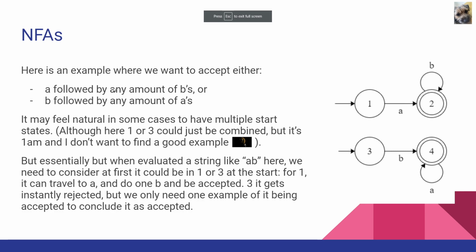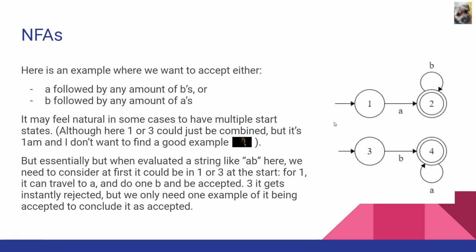So here's an example where we want to accept either A followed by any amount of B's or B followed by any amount of A's. So this is one total automata, but they're not connected. If we started here, we could go A, any amount of B's. If we started here, we could go B, then any amount of A's. So sometimes it might feel natural to be having multiple start states or being able to transition to multiple different states at the same time.